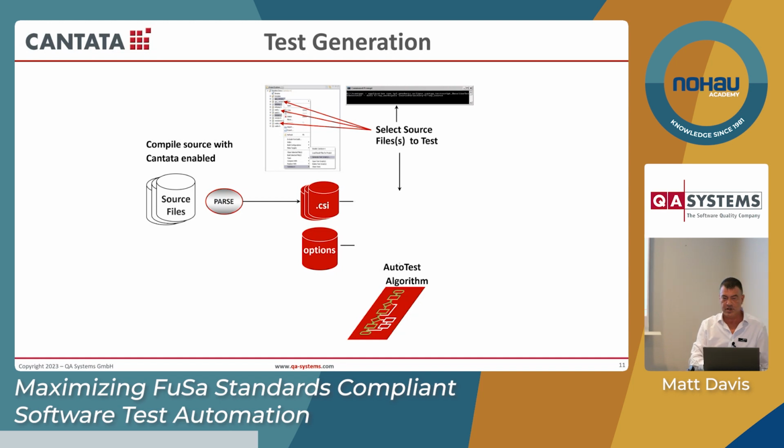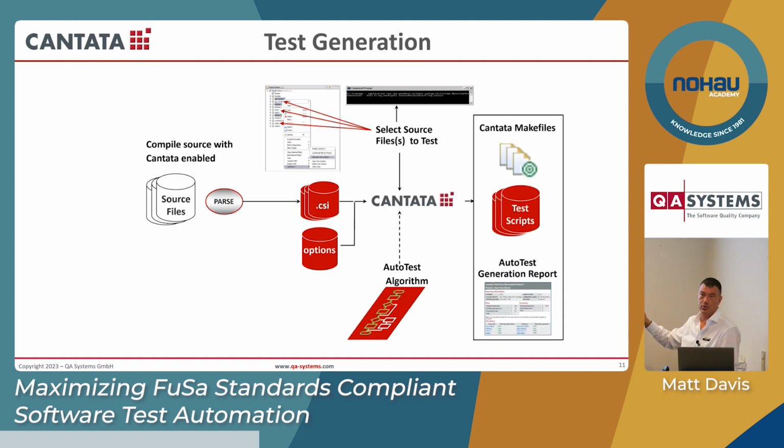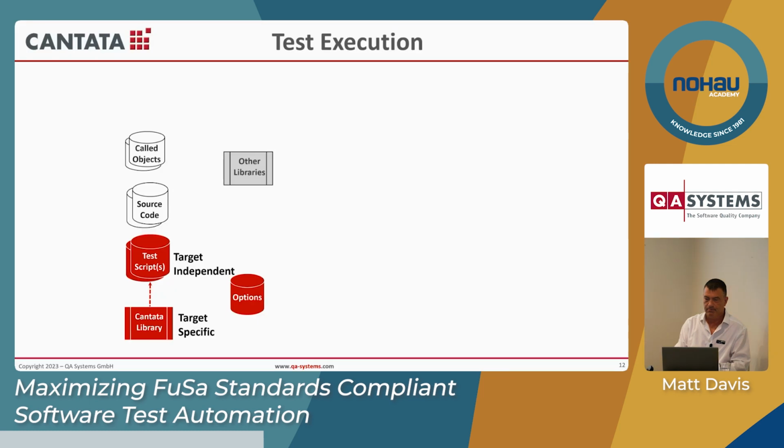You select a source file to test, and Cantata with the options will generate 3 things for you if you are using AutoTest. The first thing, test scripts. Second thing, something to build the test scripts. We use basically a hierarchy of gmake makefiles in Cantata, but of course you can build them with CMake or various other build automation tools. And an AutoTest generation report if you're doing that.